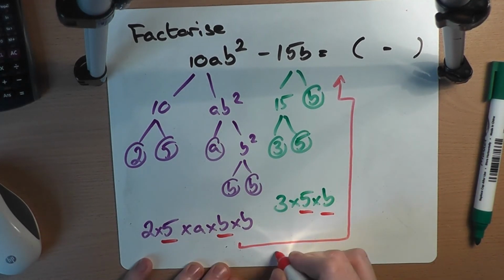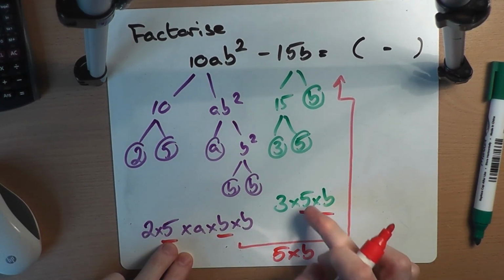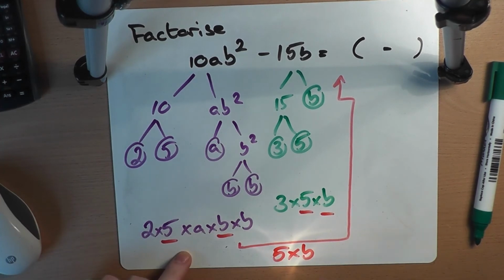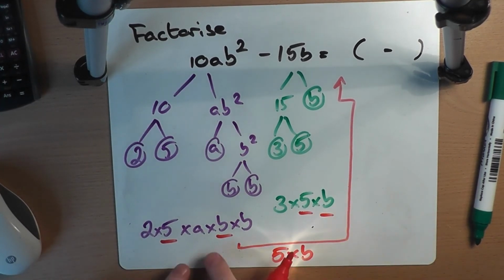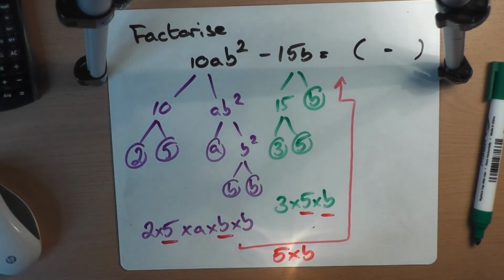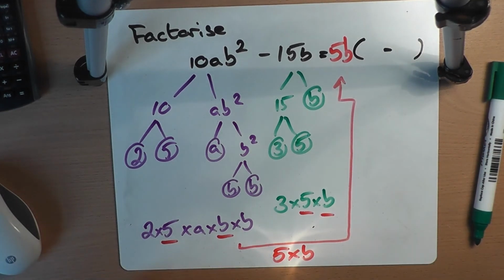What goes on the outside of the bracket, in fact, is 5 times b, because notice that these are all times together. These are all times together. 5 times b turns up in both, even though they are not actually next to each other here. They are here, coincidence, they are not here, but it doesn't matter, they are still being multiplied together. So 5 times b, which is 5b, goes on the outside of that bracket.